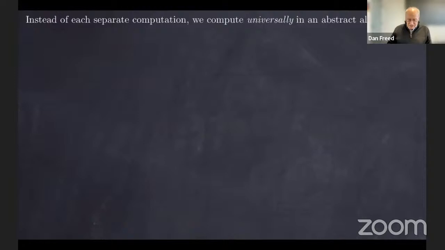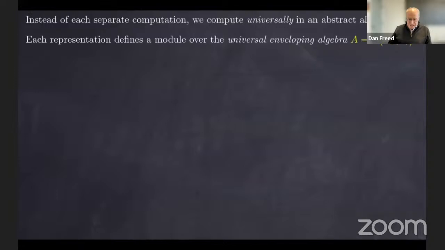Well, of course, we don't have to do every separate computation. The identity that we're talking about is a single identity. And where does it take place? Well, it takes place in the universal enveloping algebra of this Lie algebra. So that's the universal associative unital algebra that has the Lie algebra in it, and where the commutator in this algebra, AB minus BA, is equal to the bracket in the Lie algebra. So any computation we do in this abstract algebra applies in any module over this algebra, which is to say it applies to any representation of SL2R.